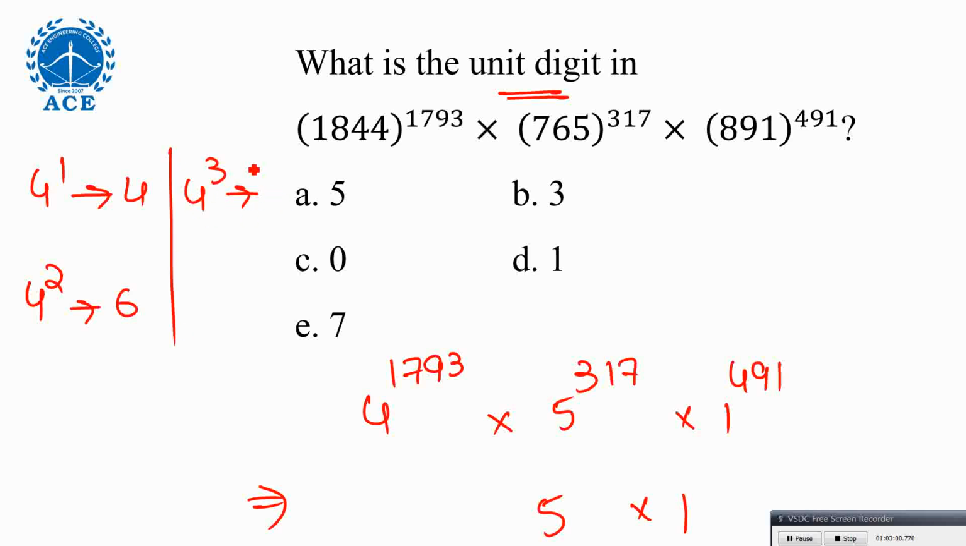64, we know. 4 square ends with 6, right? 6 into 4 is 24, so the units place for 4 cube is 4, giving 64. Everyone knows, no problem. What is 4 power 4? 256 actually, ending with 6.